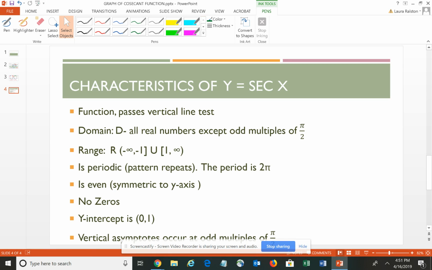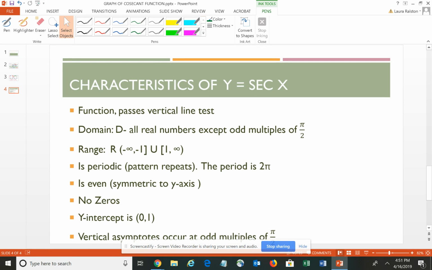It is periodic. Your pattern repeats. And the period is 2 pi. It is even. It's symmetric to the y-axis. There are no zeros. It does not cross the x-axis at all. The y-intercept is 0, 1. And again, your vertical asymptotes occur at the odd multiples of pi halves.